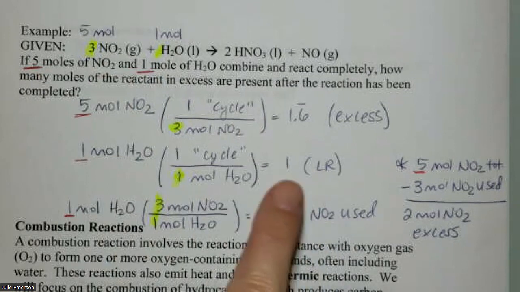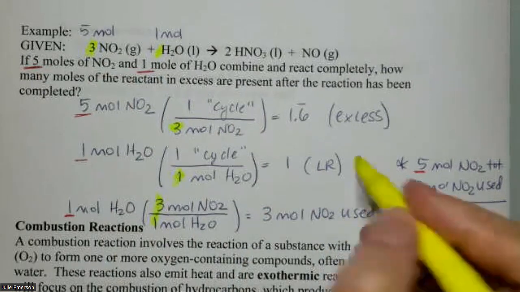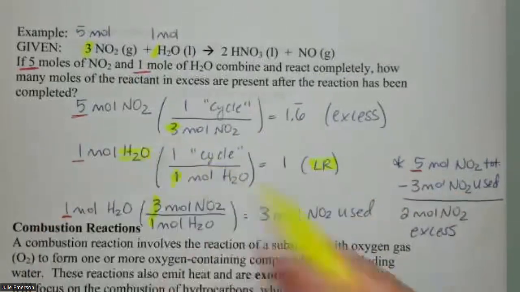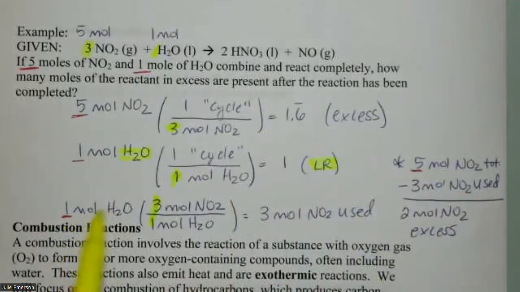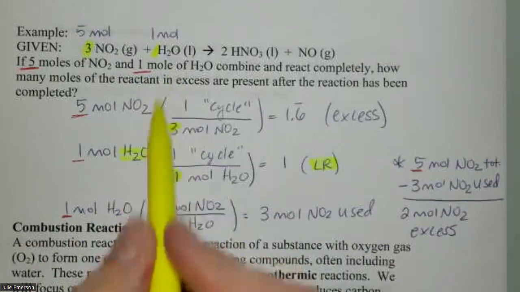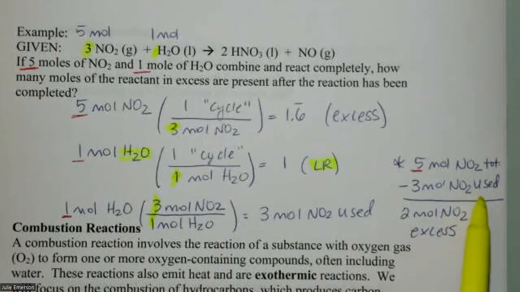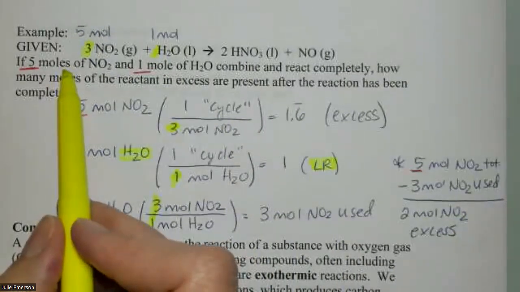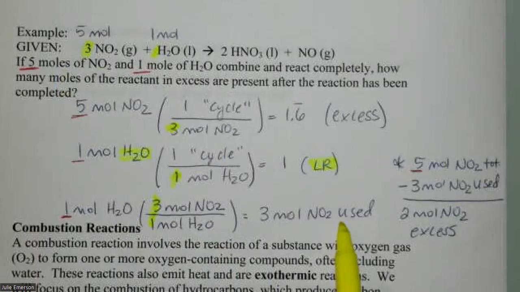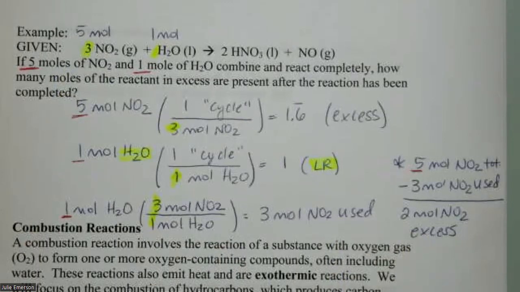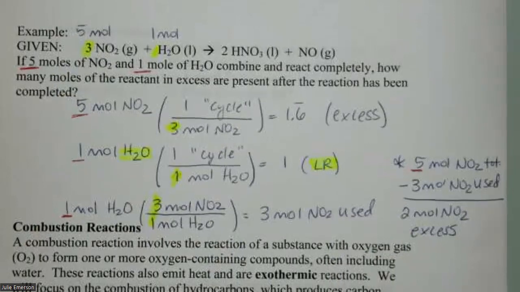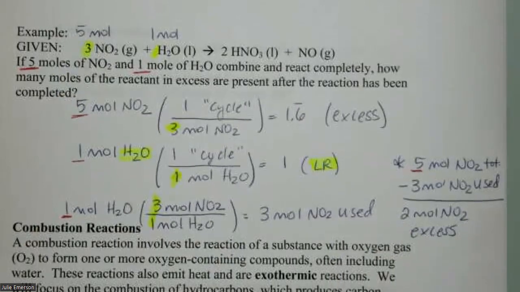Once you identify the limiting reactant, in this case the water, you start with that amount of water given in the question. Figure out the amount of the excess reactant that we actually used, and then subtract that from what was given. We were given 5 moles of NO2 and only used 3, so we had 2 moles of NO2 left over. It would be the exact same process if you had mass. It just would be slightly more work because you've got to do the molar mass values and such.